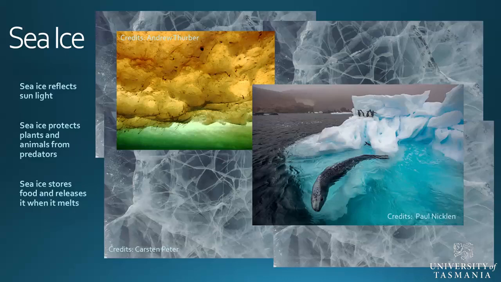When sea ice freezes, it also freezes nutrients within it. Nutrients are like food for plants. When the sea ice starts melting, this food is released in the water and kickstarts the bloom of plants in the ocean underneath.